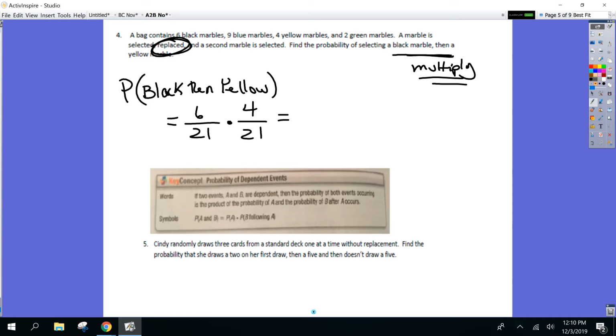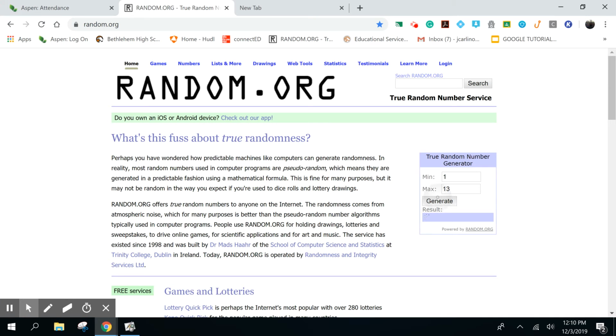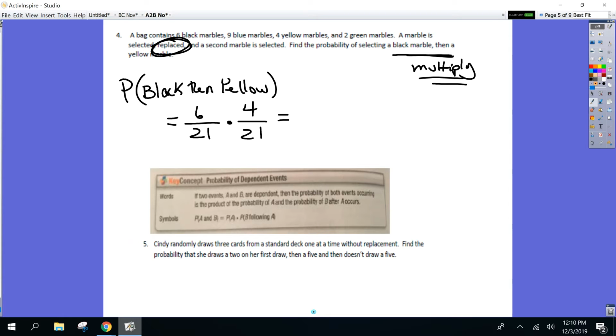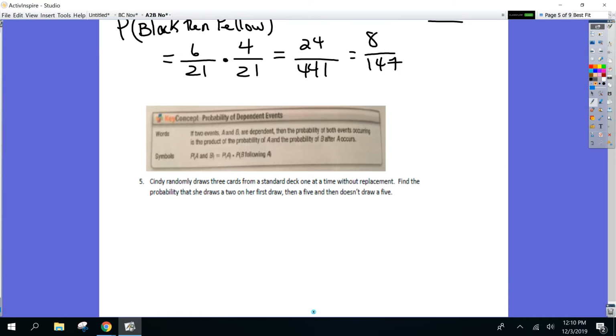And what do we end up getting? I haven't reduced it. Some of you, if you use the fraction template, may have the reduced answer. I'll take either one. What do we end up with here? I have 24 over 441, which still would be fine. What was it? 8 over what, Nick? 147. Good. Okay, so those are your chances. Pretty slim chance, huh? Questions there? All right. Let's go to Cindy.